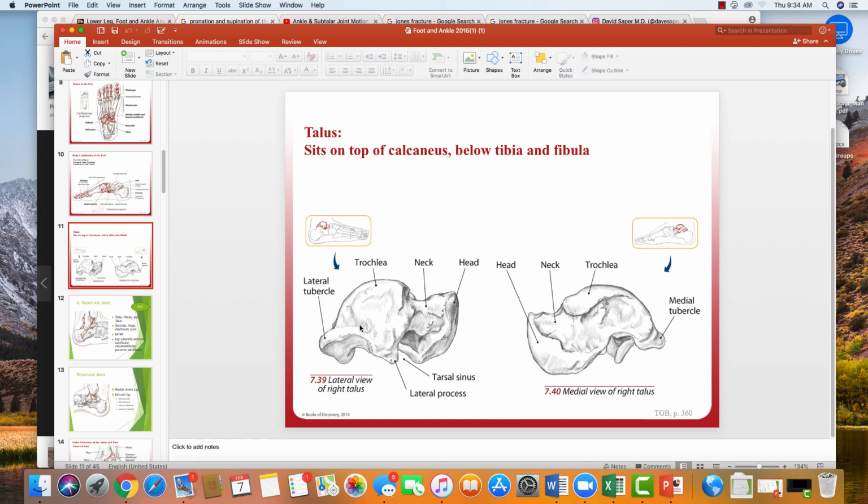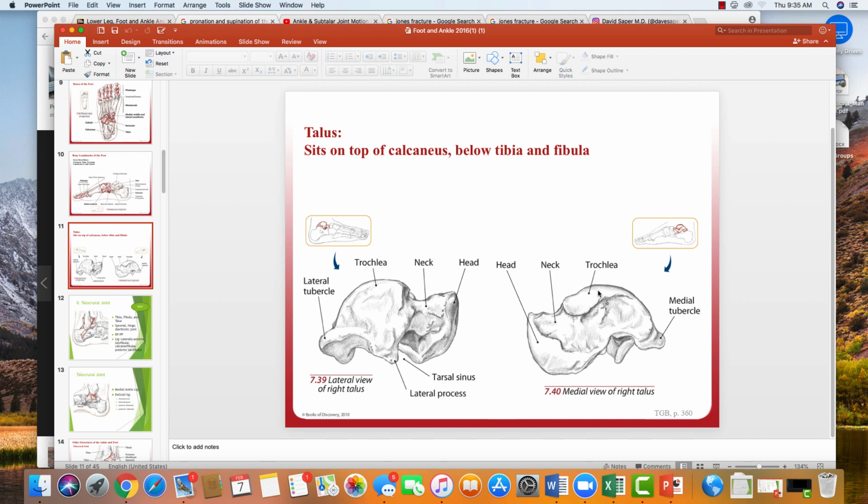This talks about the talus specifically. And remember, the trochlea here is one of the articulation places with the tibia. That's going to have that articular cartilage, that nice smooth cartilage. Last class I talked about it like the chocolate coating on a pretzel, and I love that analogy for whatever reason, so I'll say it again.